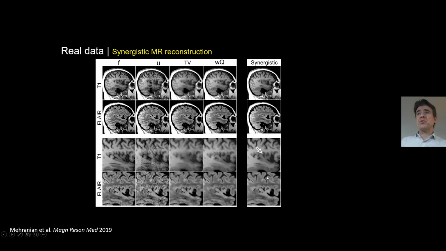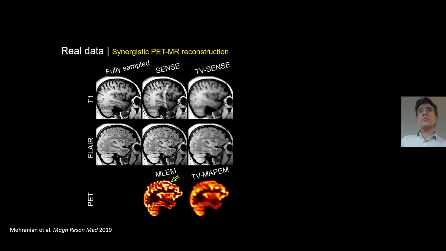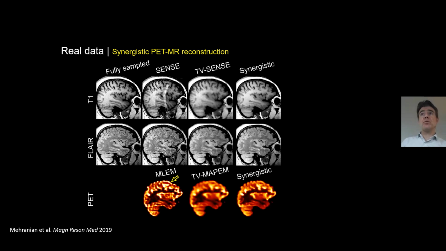Now, with the synergistic method I've just been talking about, long story short is that it does outperform these other methods in terms of reconstructing undersampled data. So this one here is closest to the fully sampled data. This is for T1 and for FLAIR sequence reconstructions. And then putting the PET in there as well.